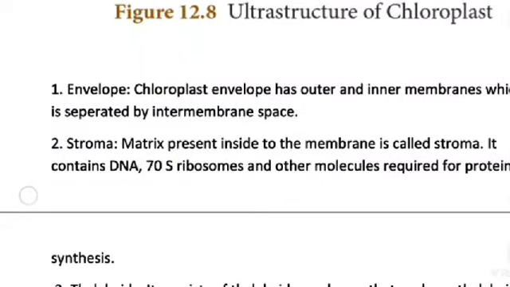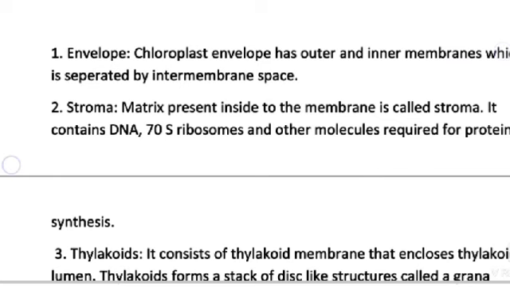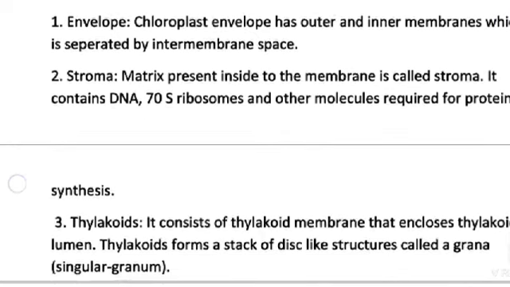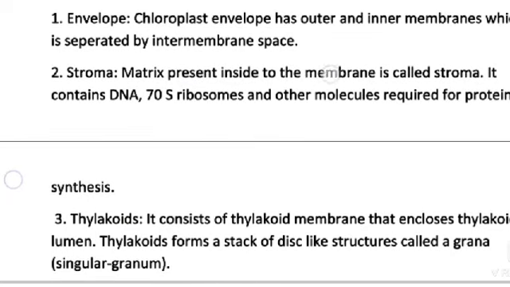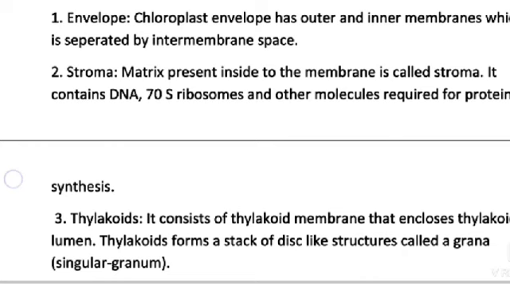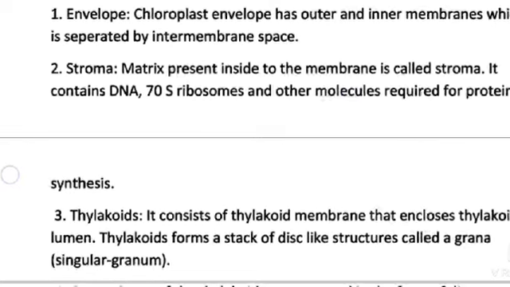Envelope. The chloroplast envelope has an outer and inner membrane, which are separated by the intermembrane space. Stroma: the matrix present inside the membrane is called stroma. It contains DNA, 70S ribosomes, and other molecules required for protein synthesis.